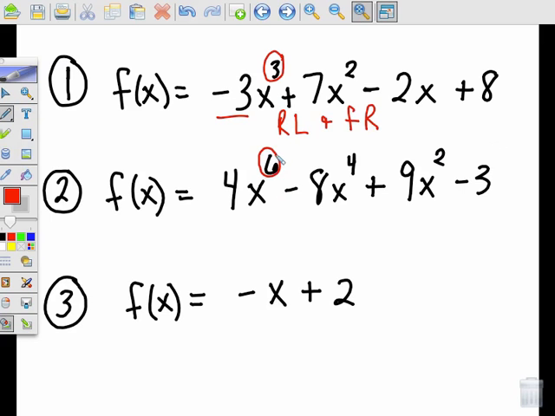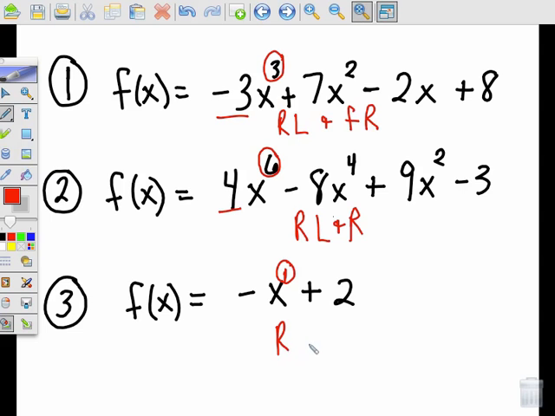Okay, I would want you to write that out. I'm just trying to abbreviate here for time. All right, even degree, and this is positive. So it's going to rise to the left and right. It's rising to the left and to the right.